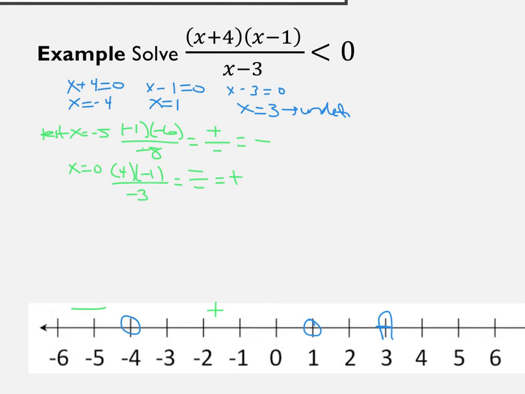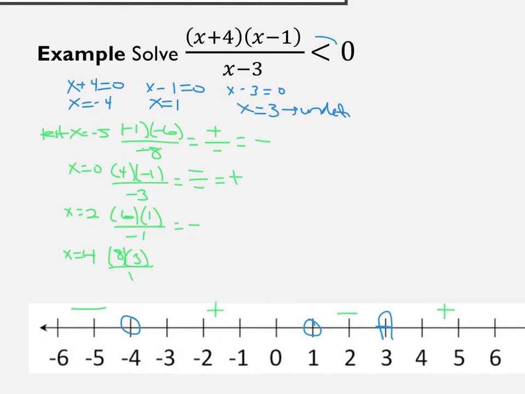Let's test in between the two zeros, so it looks like we can test 2. And let's see, we'll have a 6 times 1 over -1, which is a negative. And let's pick something else. Let's try 4. And notice we'll have 8 times 3 over 1, which is a positive. And notice how, just like with polynomials, our signs alternated. That will be the case again.